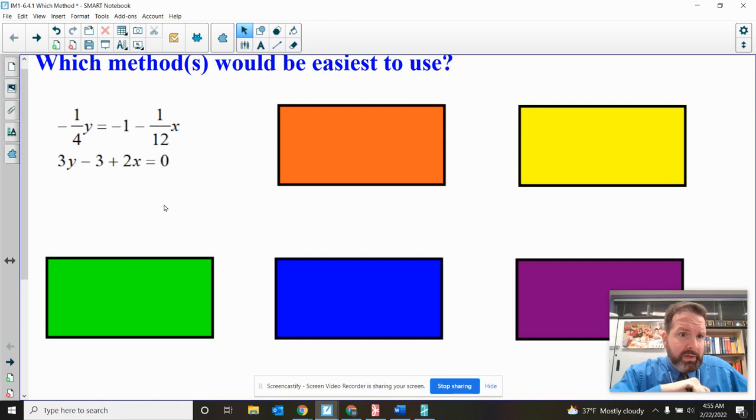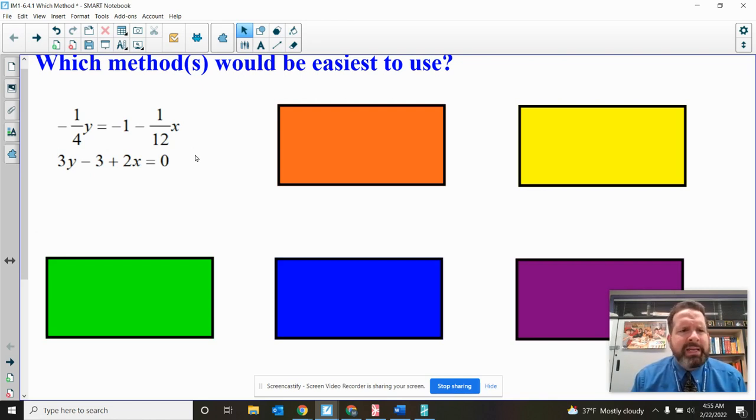As I'm doing a quick look, I don't see anything easy to get by itself. Now, this y, for example, actually wouldn't be too hard to solve for. You could multiply by a -4, and that would give us the y by itself. It would still leave a fraction, which, while that's not bad, is sometimes harder to work with. So maybe substitution isn't the easiest way to go.